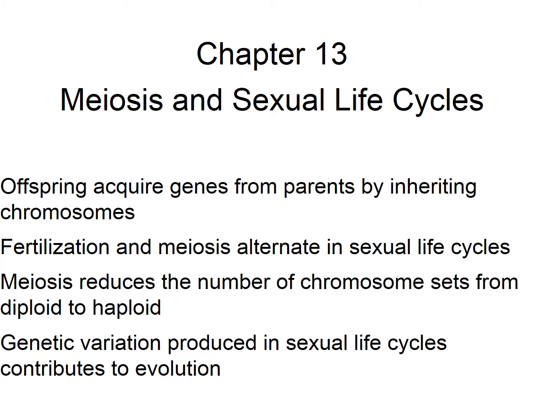Chapter 13 deals with meiosis and sexual life cycles. So the main concepts that we're going to be talking about include the following. Offspring acquire genes from parents by inheriting chromosomes. Fertilization and meiosis alternate in sexual life cycles. Meiosis reduces the number of chromosome sets from diploid to haploid. And finally, genetic variation produced in sexual life cycles contributes to evolution.